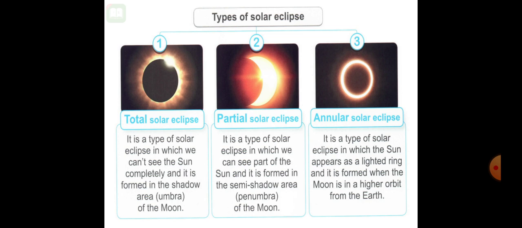What is the difference between them? Total solar eclipse is the type of solar eclipse in which we cannot see the sun completely, and it's formed in the shadow area, umbra, of the moon. What about the partial solar eclipse? It's a type of solar eclipse in which we can see part of the sun, and it's formed in the semi-shadow area, which is called penumbra of the moon. What about the annular solar eclipse? It's a type of solar eclipse in which the sun appears as a lighted ring, and it's formed when the moon is in a higher orbit from the earth.